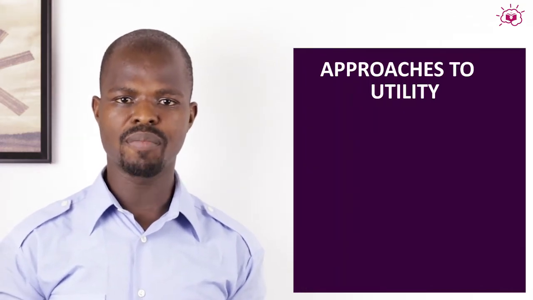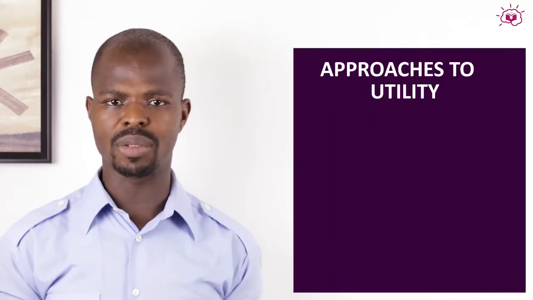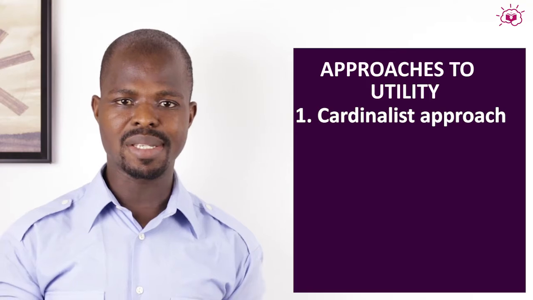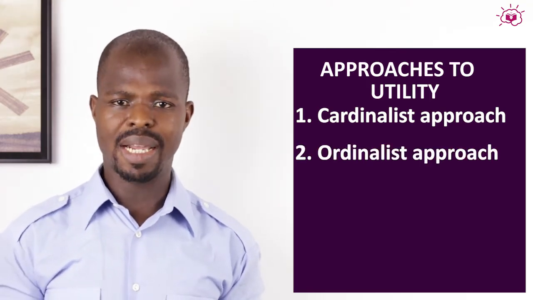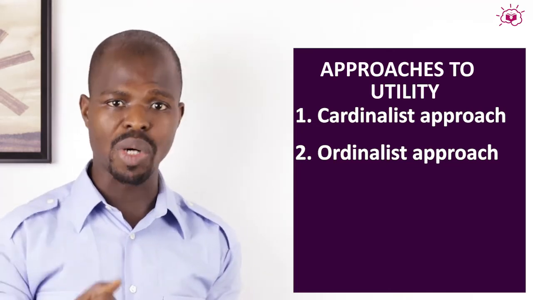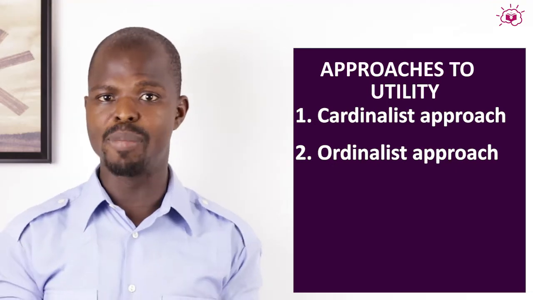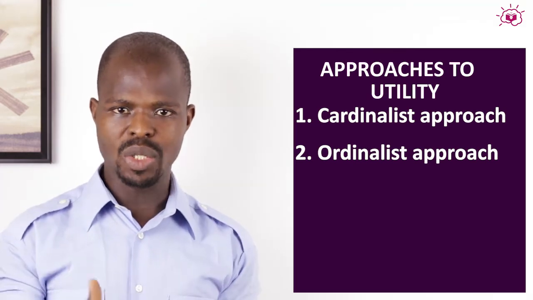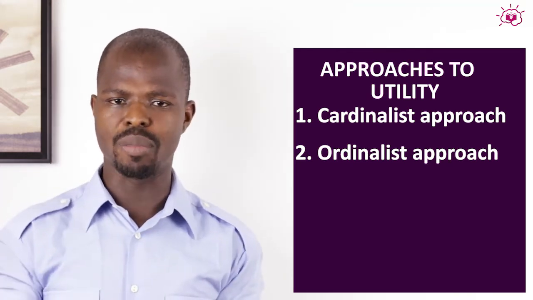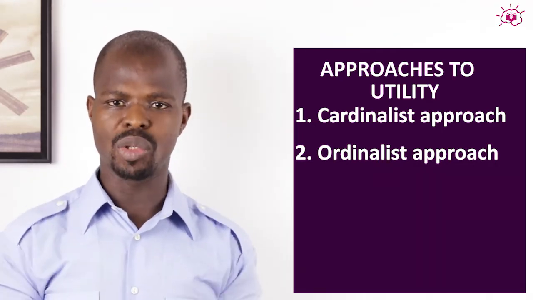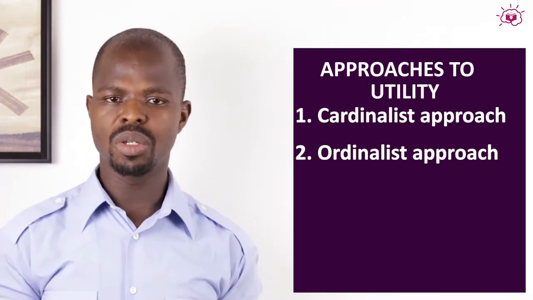Now, let's go into approaches to utility. On this, there are two different schools of thought. The first one is the cardinalist school of thought, or cardinalist approach, and the second is the ordinalist approach. The cardinalist school of thought believes that satisfaction derived from consuming goods and services can be measured, especially in units called utils. That is, we can measure our various levels of satisfaction from the consumption of commodity A to commodity B by assigning figures. That is the cardinalist approach to utility.